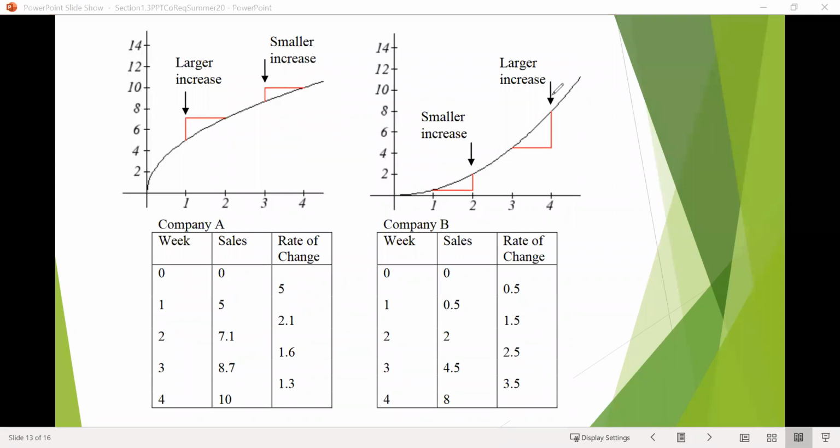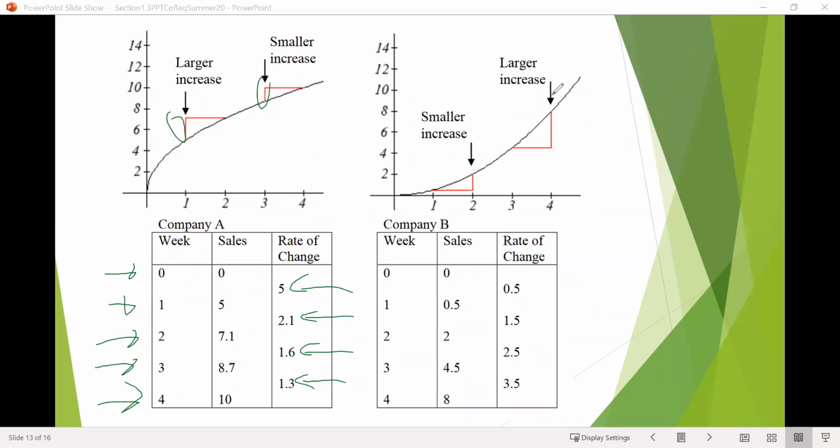So notice on this left-hand graph here, they've got some points: 0, 0; 1, 5; 2, 7.1; 3, 8.7; 4, 10. And notice they calculated the rate of change between each of those points. And notice that the rate of change is decreasing. Okay, and you can see that here where there's a large increase followed by a small increase. So even though it's increasing over all those intervals, the amount of increase is getting smaller. And notice that part of what's going on with the graph then is it's got this curvature that's kind of facing down, right? Like if that was a face or a bowl or something like that, it would be facing down.